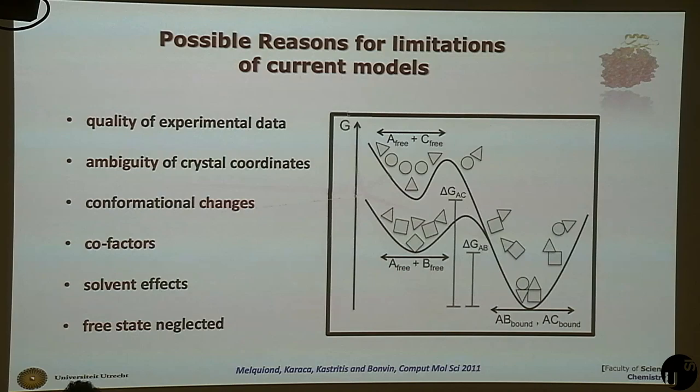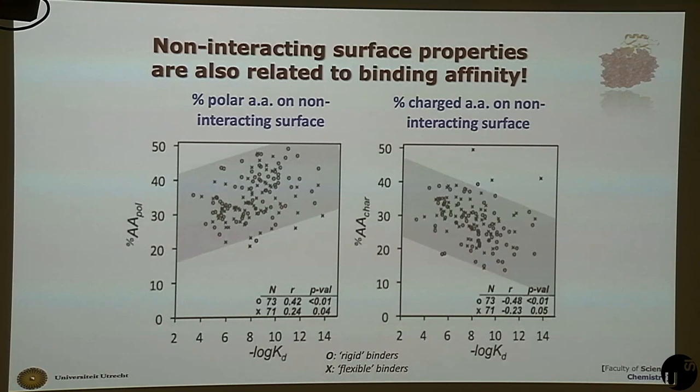In doing this work, we also discovered quite interesting correlations, namely that there is also a correlation between binding affinity and the percentage of polar amino acids on the non-interacting surface. So the surface of the complex which is not involved in binding. And that's surprising. You also have these correlations with the percentage of charged amino acids. You get about minus 0.48 for the charged ones and 0.42 for the polar ones.